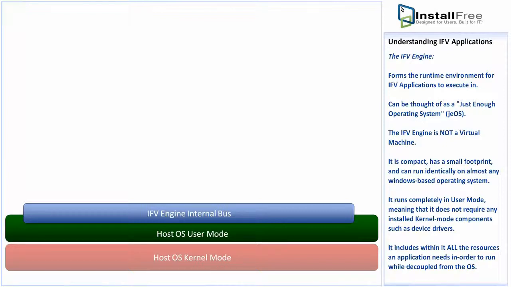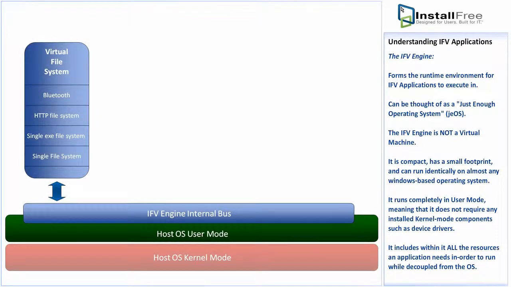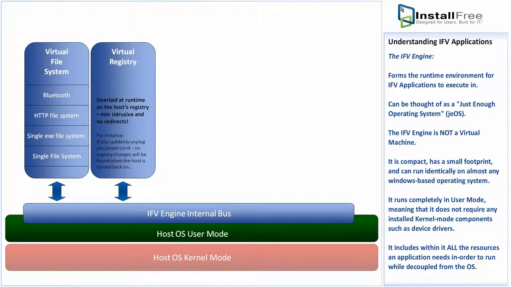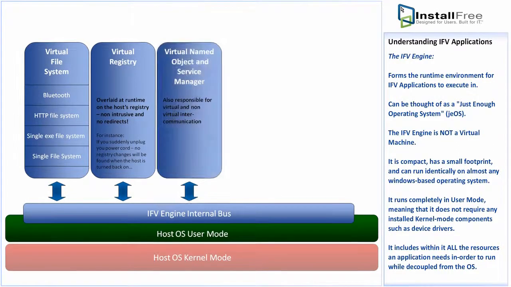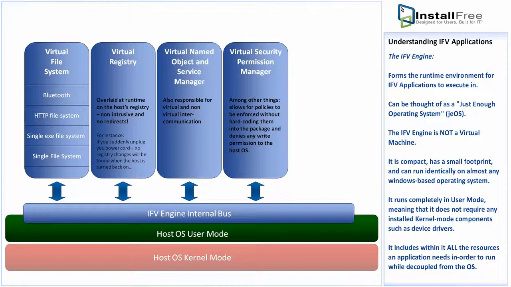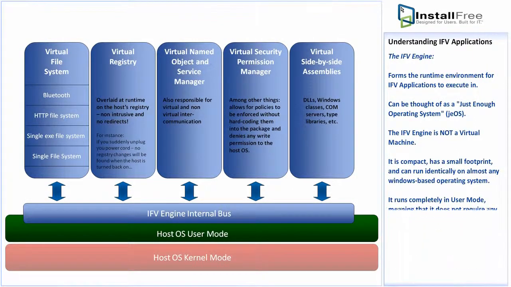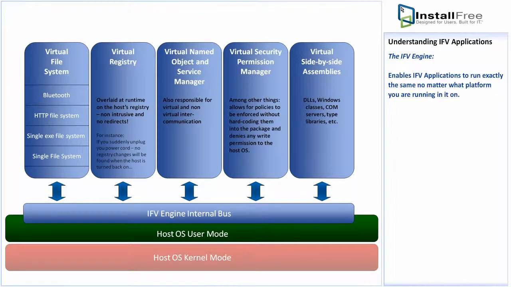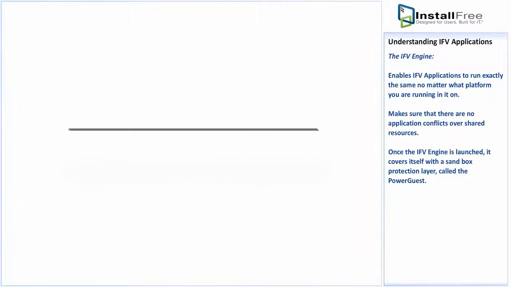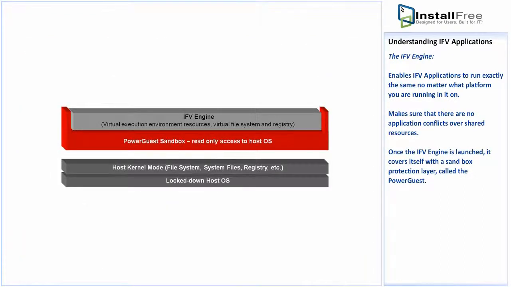And these components include a virtual file system, a virtual registry, virtual named objects and service manager, a virtual security and permissions manager, a virtual side-by-side assemblies, and more. This not only means that the IFV application runs exactly the same no matter what platform you're running it on, but it also makes sure there are no application conflicts over shared resources. And finally, once the IFV engine is launched, it covers itself with a sandbox protection layer called the Power Guest.